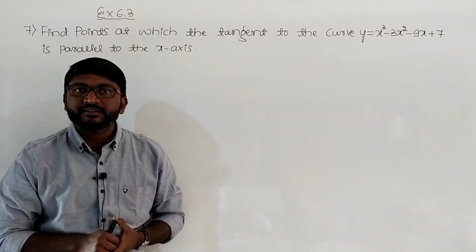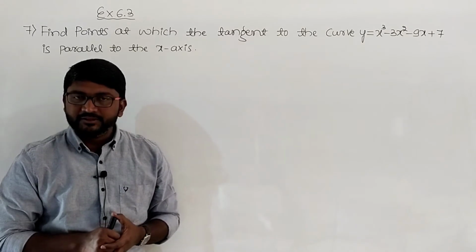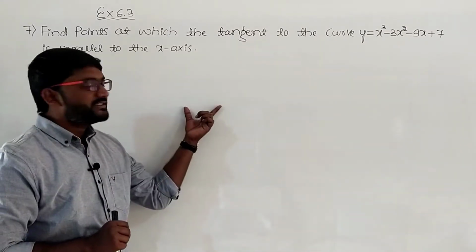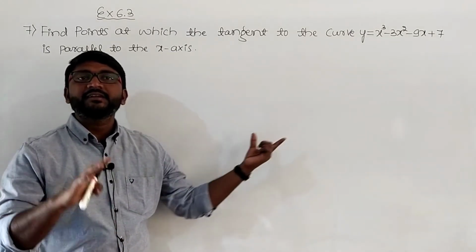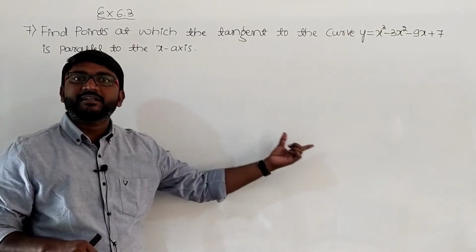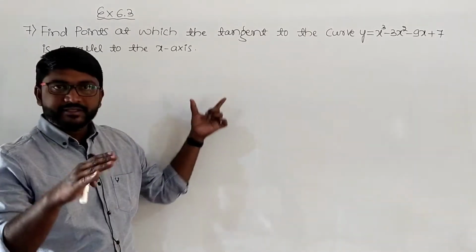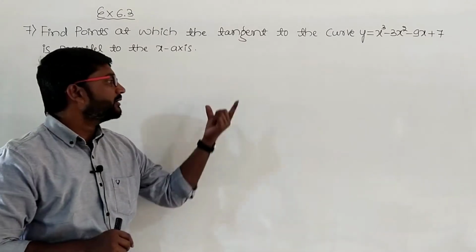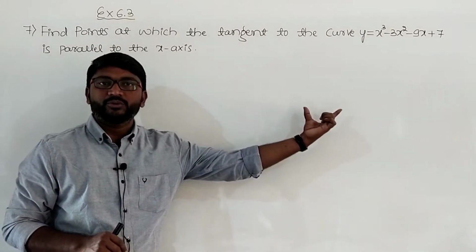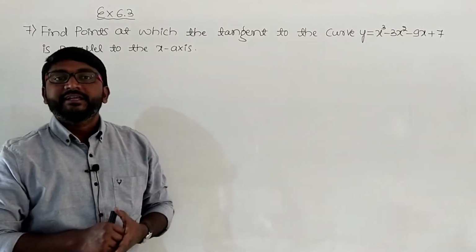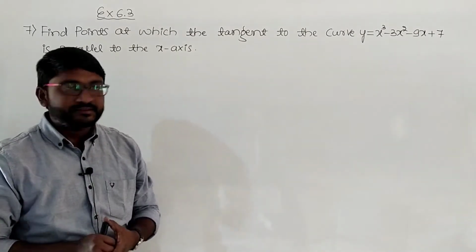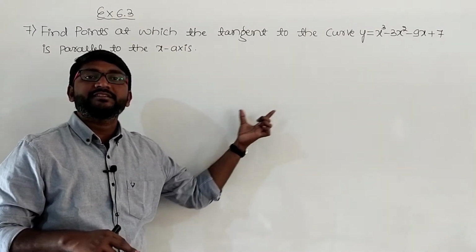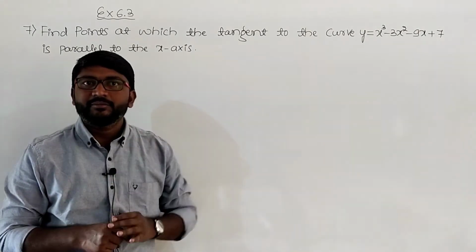So in our introduction class, that is the introduction of tangents and normals, we have discussed two particular cases. If the tangent line is parallel to the x-axis and if the tangent line is parallel to the y-axis. So in case it is parallel to the x-axis, dy by dx must be equal to 0, or the slope of the tangent must be equal to 0. And in case it is parallel to the y-axis, then dy by dx must be infinity, or the slope of the tangent must be infinity. So you have to remember these two.